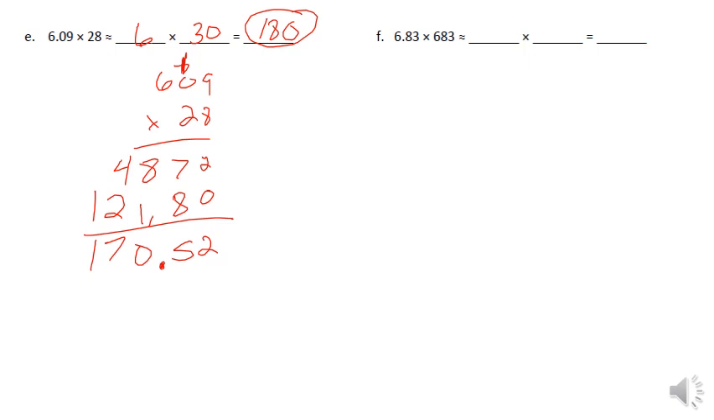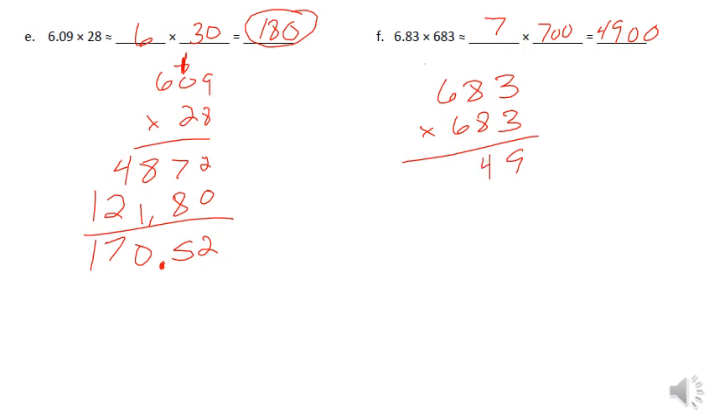F, 6 and 83 hundredths is closer to 7. 683 is closer to 700. We know we're going to have 2 zeros, and 7 times 7 is 49. Strip out the decimal, 683 times 683. So we have 3 times 3 is 9. 3 times 8 is 24. 3 times 6 is 18, and 2 is 20. Put our placeholder, so we can do 8 times 3 is 24. 8 times 8 is 64, and 2 is 66. 8 times 6 is 48, and 6 would be 54.